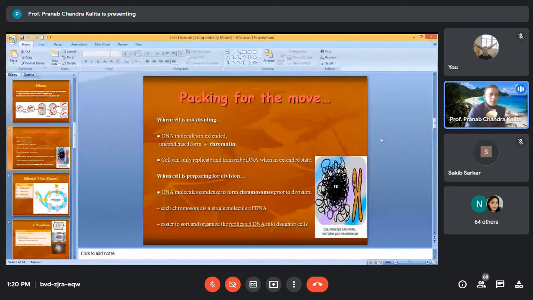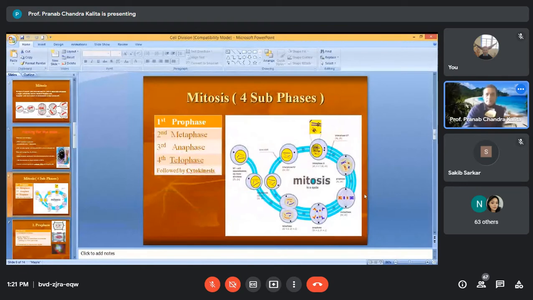Here you see the cell is ready for mitosis. When the cell is not dividing, DNA molecules are extended, uncondensed as chromatin, and only replicate. The cell is preparing for division. The DNA molecule condenses to form the chromosome prior to the division. Each chromosome is a single molecule of DNA. This is just before the start of mitosis. Mitosis has four subphases: first the prophase, second the metaphase, third the anaphase, fourth the telophase. Then, following the telophase, is the cytokinesis, when you will find two complete divisions of the cell nucleus.